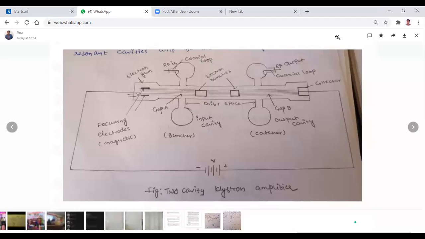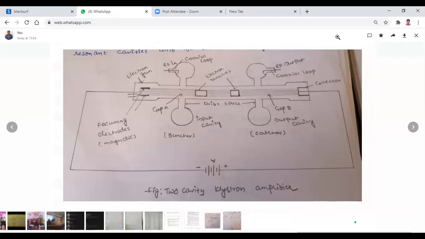This is an electron bunch, and this is also an electron bunch. At this position the electrons appear as bunches, with more electrons in one place. Finally, all of these are collected by the collector, and the RF output signal is collected by this catcher cavity or output cavity. Again, here is one coaxial loop. The RF output is taken from this coaxial loop in the output cavity, and the RF signal is entered into this input cavity or buncher cavity through this coaxial loop.